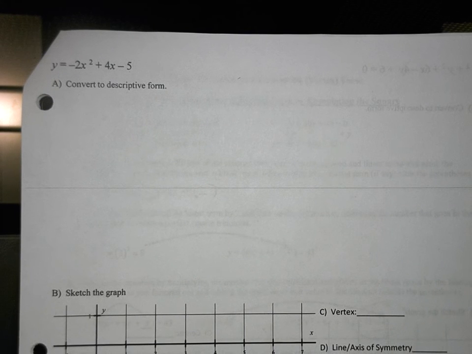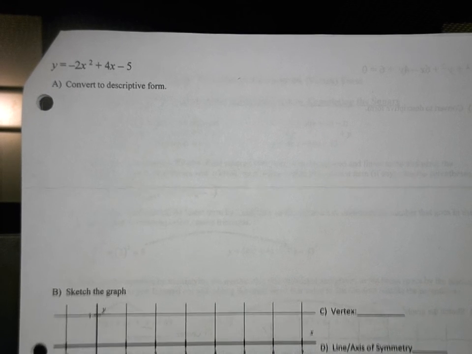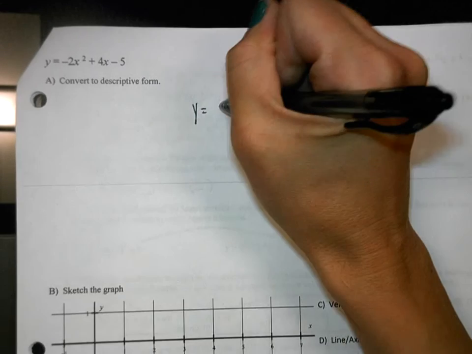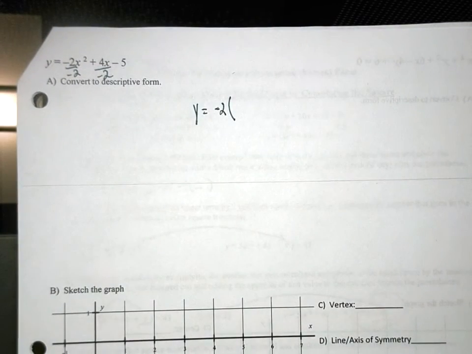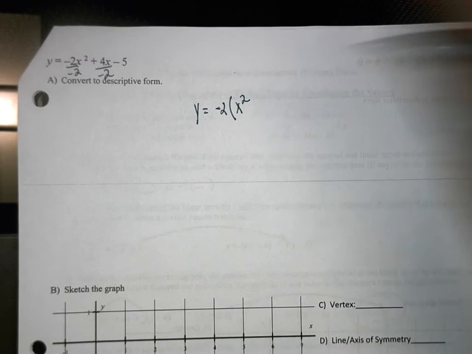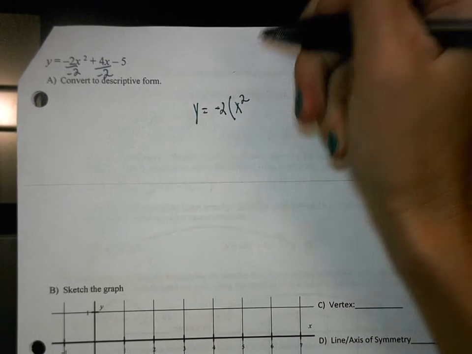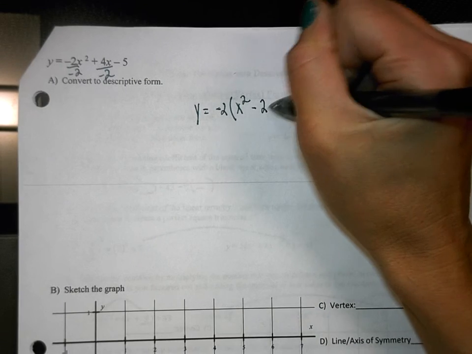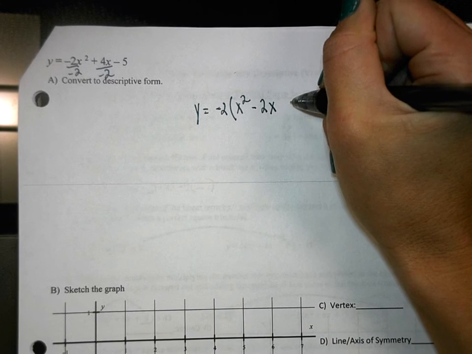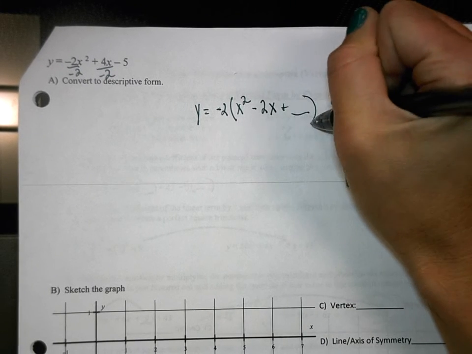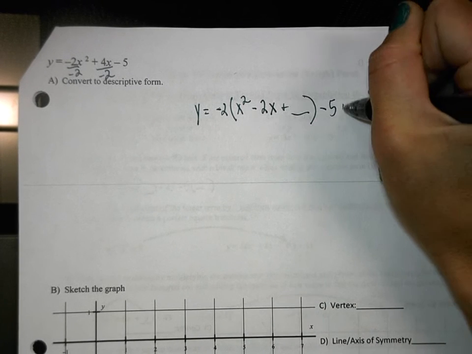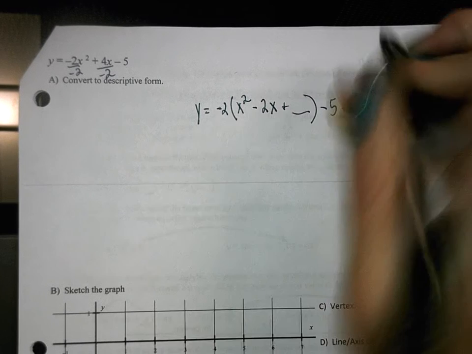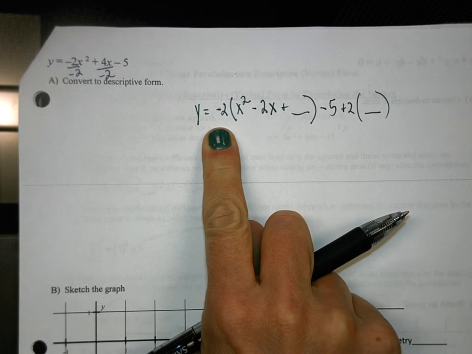What would I need to do first in this problem? Very good. Factor out a negative 2. When I do that, and I like to write this out so that I don't mess up on positive and negative signs, we end up with x squared, and then what do I end up with? Minus 2x, plus blank. And then we have minus 5, and then plus 2 times the blank. Good. Because since it's negative this time, in order to balance it out, we need a positive, right?